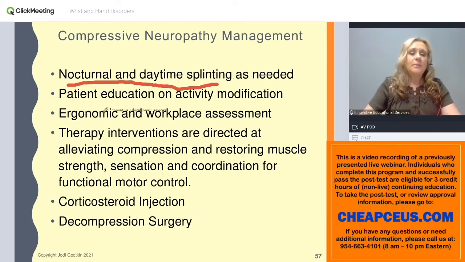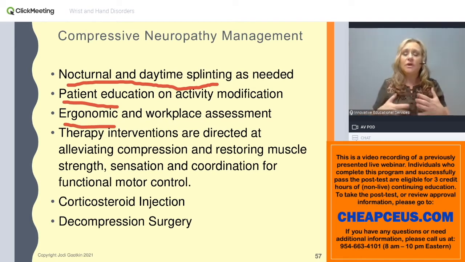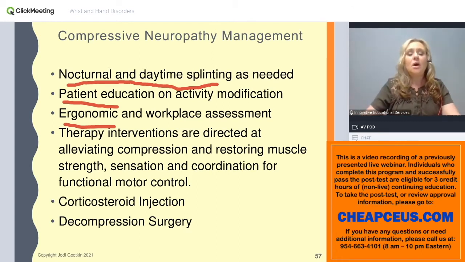As we look at patient education with activity and ergonomic and workplace assessment to try and avoid those precipitating factors to compression, and then based on the mechanism of injury, we'll make suggestions for that patient to have more appropriate alignment, avoiding those compromising positions. In some instances, if conservative management is not successful or if it's a space-occupying lesion, then decompression surgery would be indicated.